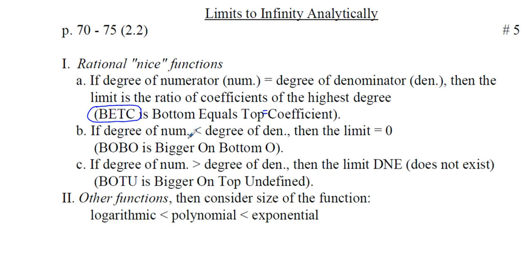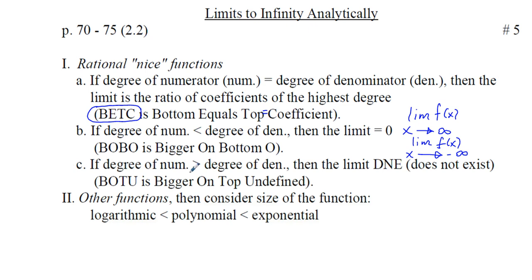B, if the degree of the numerator is less than the degree of the denominator, then the limit is 0. And we're talking about limits as x approaches infinity. Okay, we're talking about limits to infinity, or limit as x approaches negative infinity of f of x. And if there is a limit, that limit becomes the horizontal asymptote.